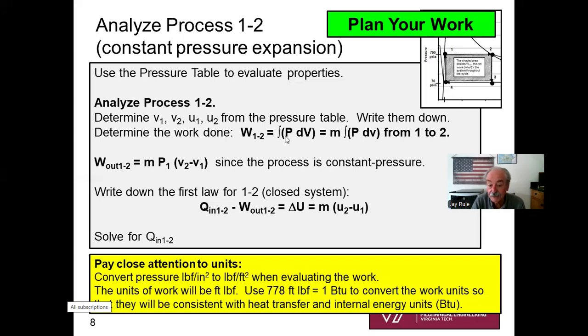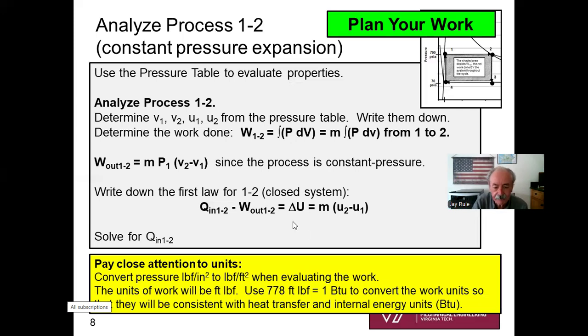The work, integral PdV, equals the mass times the integral of P d little v from 1 to 2. Wow, that's easy. The pressure is constant. You just looked up v2 and v1. If you keep your units straight, boom, you're going to have the work out. Check. You've got the work out.